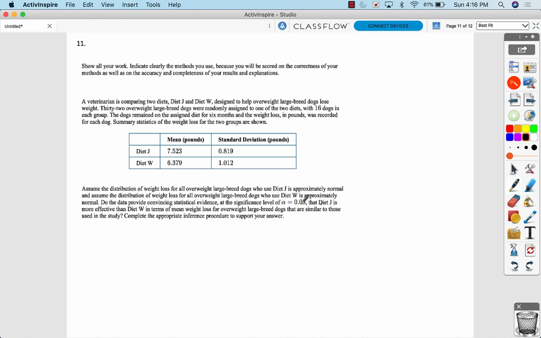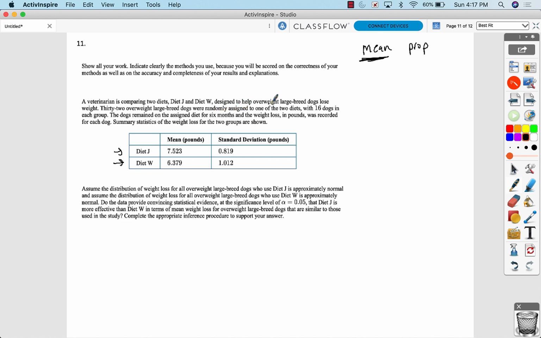Is there significant, do they provide convincing statistical evidence that 5% died? So this is a hypothesis test. If it's a hypothesis test, it could be a mean, a proportion, a chi-square, or a linear regression, but probably it's a mean. You have to be careful here, because once you have 2 groups of data, it could be paired, or it could be a 2-sample t.